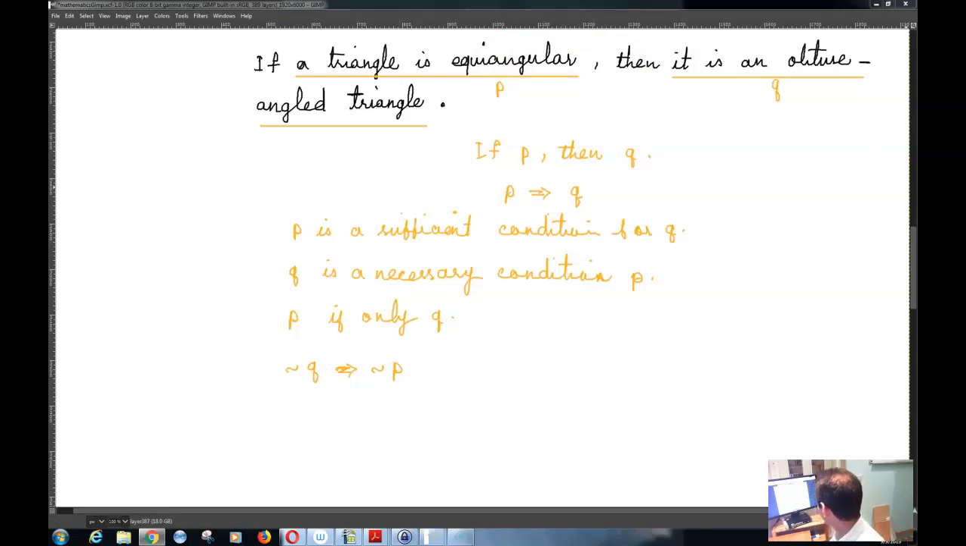So a triangle is equiangular implies that it's an obtuse angle triangle. A triangle is equiangular only if it's an obtuse angle triangle. For a triangle to be equiangular, it's necessary that the triangle is an obtuse angle triangle. And for a triangle to be an obtuse angle triangle, it is sufficient that the triangle is equiangular. And if a triangle is not an obtuse angle triangle, then it's not equiangular. So that's basically that.